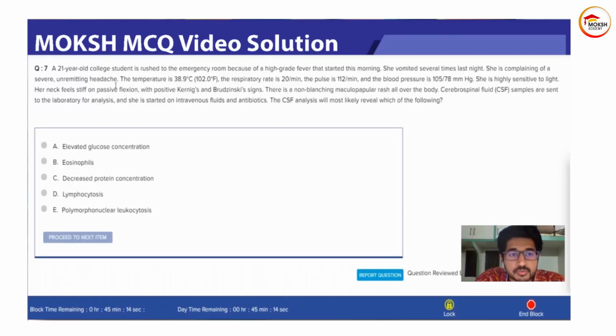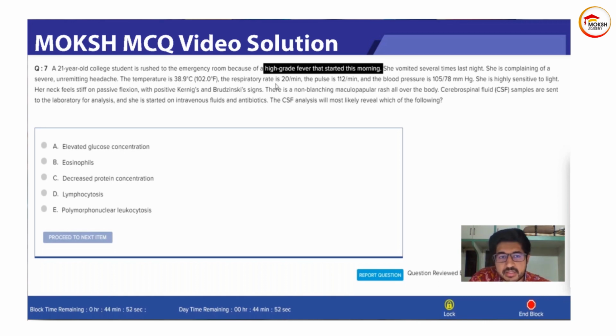All right, moving to question 7. A 21-year-old college student is rushed to the emergency room because of a high-grade fever that started this morning. She vomited several times last night. She is complaining of severe, unremitting headache. The temperature is 38.9, respiratory rate is 20, pulse is 112, and the blood pressure is 105/78.